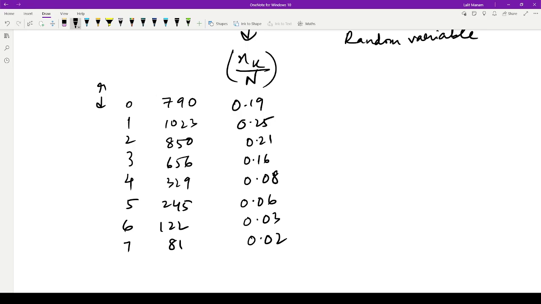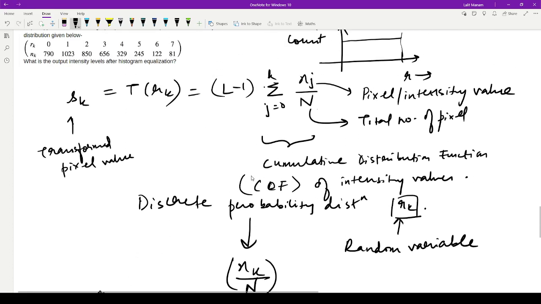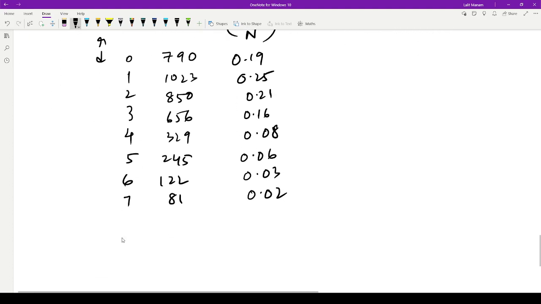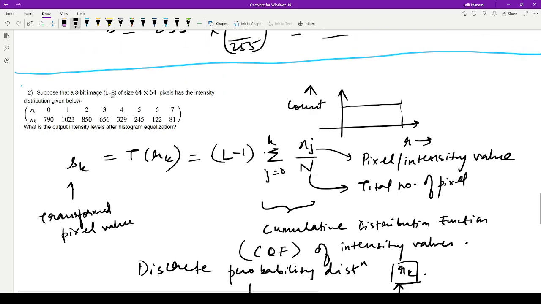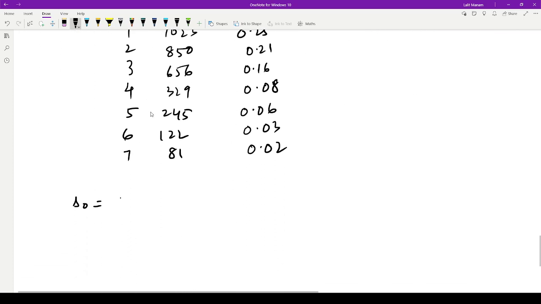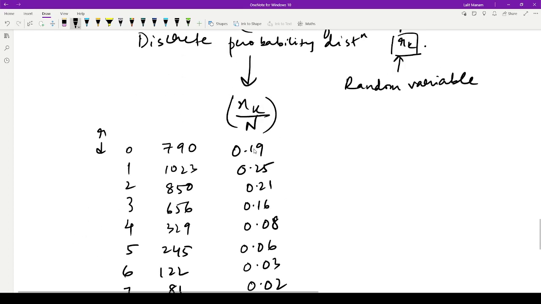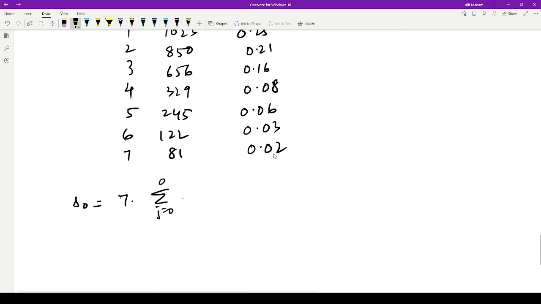Okay, so given this, we now have n_k upon N. What needs to be done? So now if I take S0, what will it be? L minus 1 again. L is what? L is 8, so your L minus 1 will be 7. 7 into the summation, here we don't have any summation, j equals 0 to 0 actually. Then n_k upon N is 0.19. So 7 into 0.19, whatever the value is.